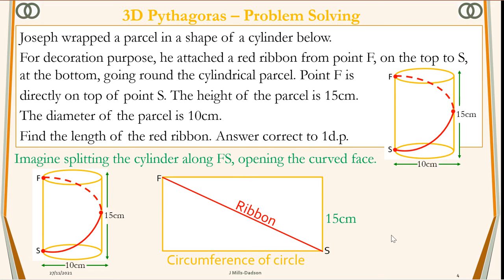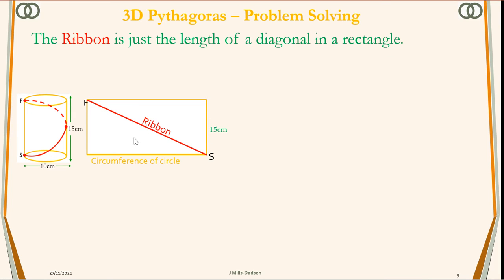So now, knowing that the ribbon is actually a diagonal of a rectangle, it's a simple matter of working out the Pythagoras theorem here. The height here is 15, so this side is 15. But remember, this is a circle. So when you split it open, that is the circumference. So we need to work out the circumference. Knowing the circumference and the 15, we can now use Pythagoras. So we have this.